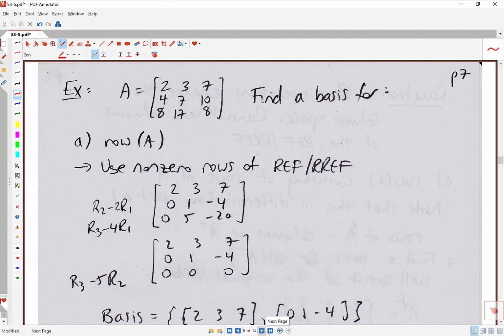So now we're getting into the real core of this section. We're going to talk about the row space, column space, or null space of a particular matrix. But what we're going to do is find a basis for it. So we're bringing these two big ideas together, the idea of a basis and the idea of something like a row space. And we're going to do a few examples just to really help everything click.